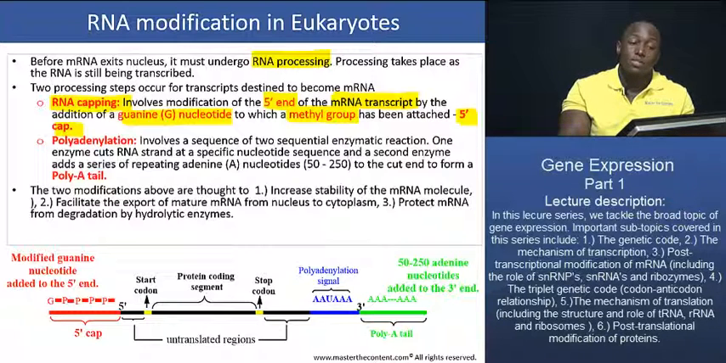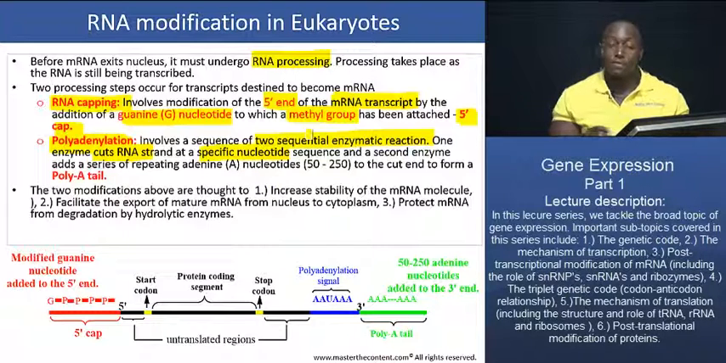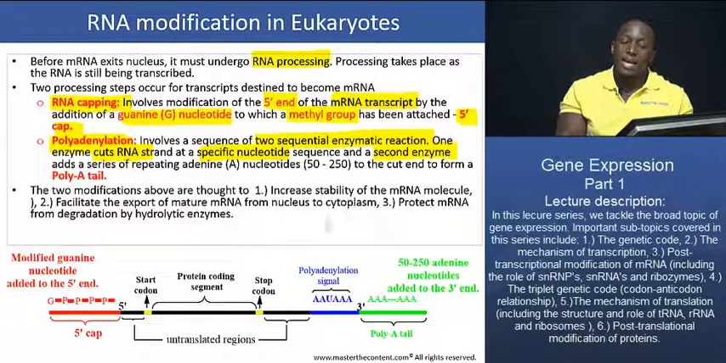Now, the next thing that happens to process mRNA is called polyadenylation. Polyadenylation involves two sequential enzymatic reactions. The first reaction will cut the RNA strand at a specific nucleotide sequence. And the second enzymatic reaction will add a series of repeating adenine nucleotides, about 50 to 250 of them, to that cut end to form what we call a poly-A tail.